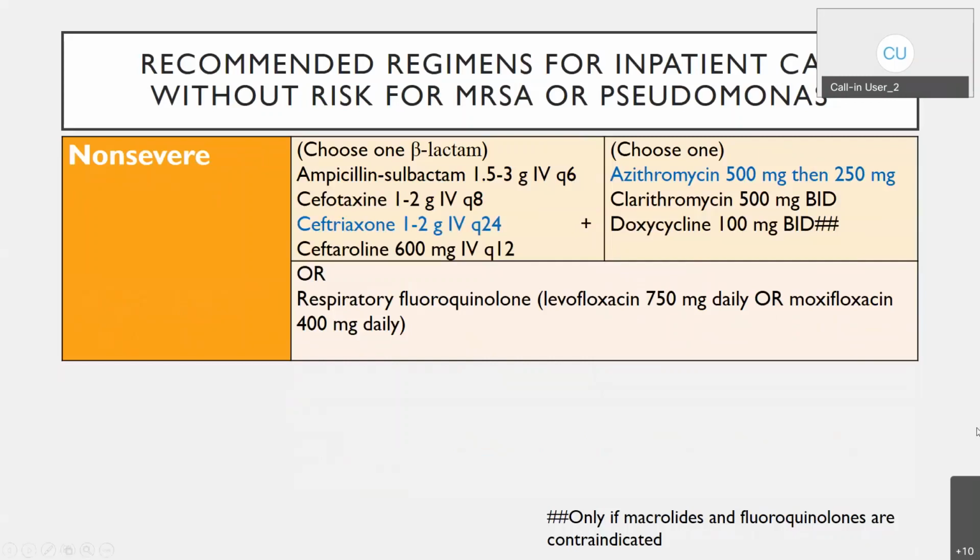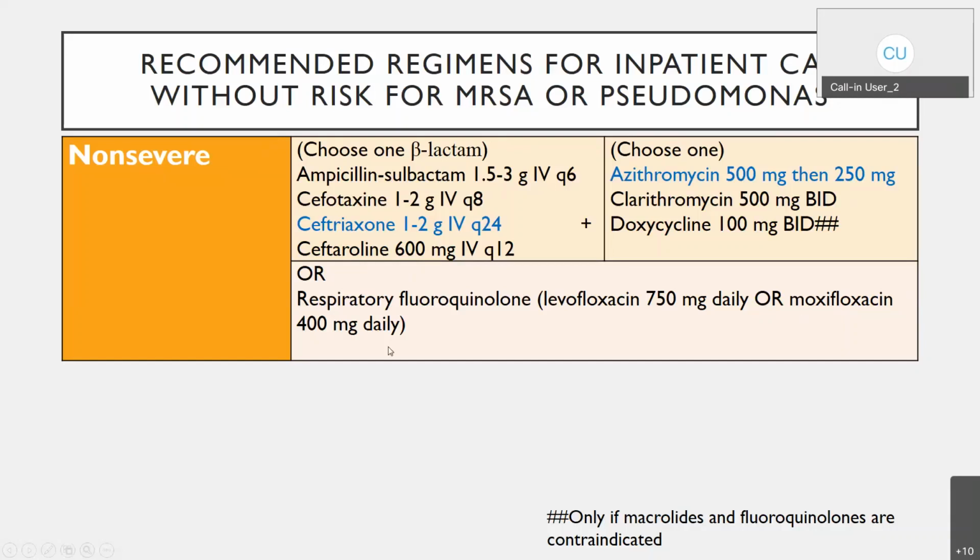So if you have an inpatient that has community-acquired pneumonia without risk for MRSA or Pseudomonas and it's non-severe, there are several possible combinations that you can give. The one in blue here, ceftriaxone and azithromycin, is the regimen that's recommended at Metro. And so I've highlighted it there. The other options would be to use amp-sulbactam, cefotaxime, or ceftaroline with either a macrolide or doxycycline, or monotherapy with a respiratory fluoroquinolone.